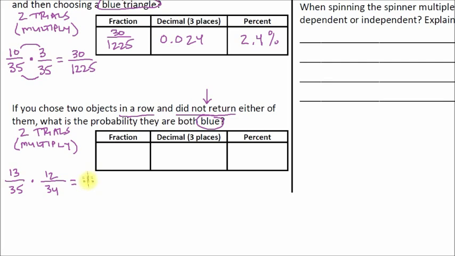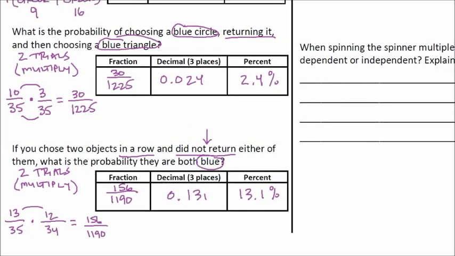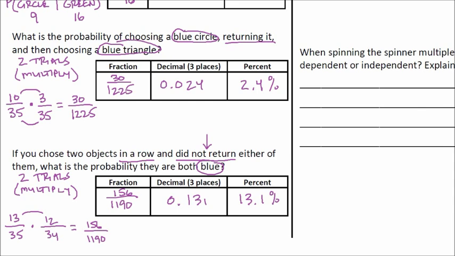We're going to multiply these out. It's going to be 156. You multiply 13 times 12. And 35 times 34 is 1190. So our fraction is 156 divided by 1190. Divide that out. We're going to get 0.131 or 13.1%. Not a great probability, but much higher than the probability of picking a blue circle and then putting it back and picking a blue triangle.